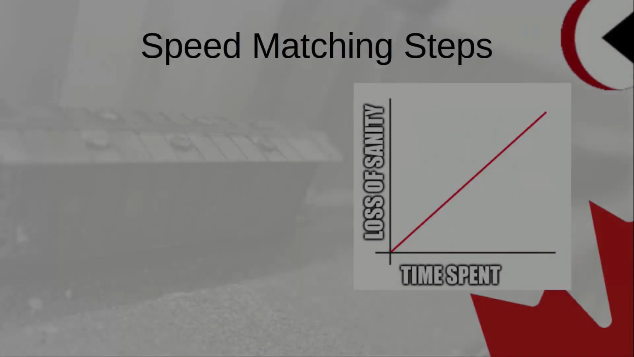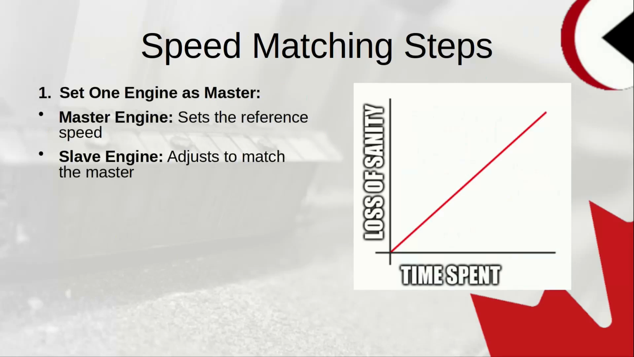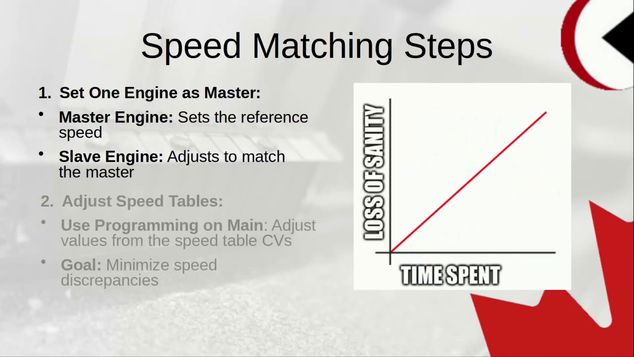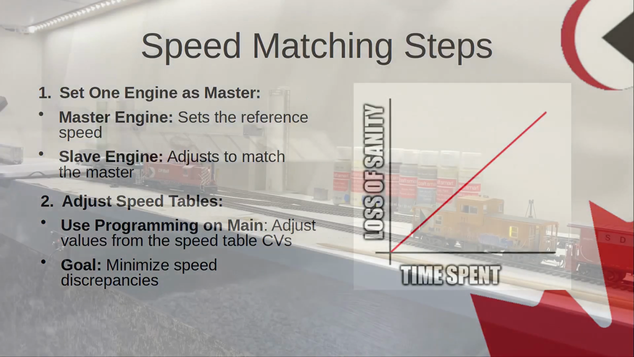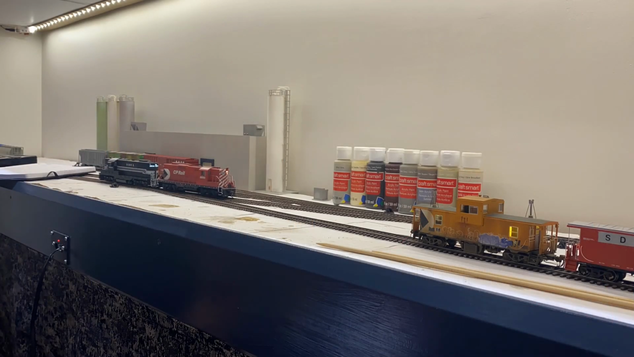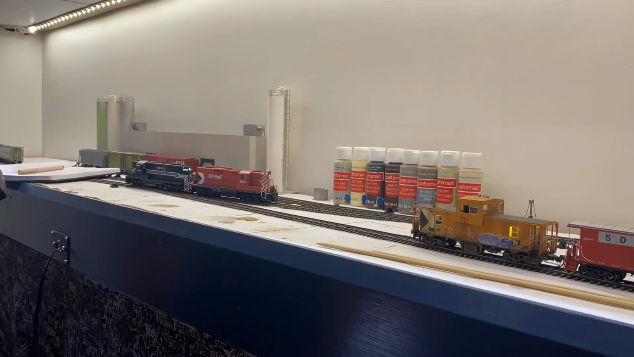I start by putting the engines side by side and running them together, picking one as the master and one as the slave. The master sets the tone and the slave is the engine that gets the tweaks to match the master as close as possible. I use the recall button to switch between them, then with the programming on main function I change the values from CV67 and working my way up all the way to CV94, trying to get the slave to match the master as close as possible. Yes, it's a lot of buttons, but I don't know a better way of doing this, at least not to the level of obsession that I operate at.